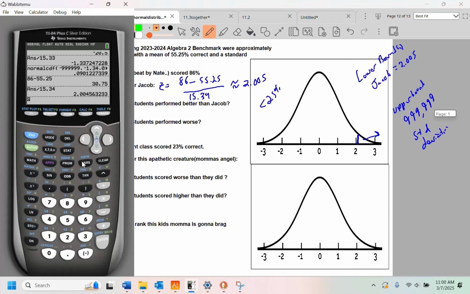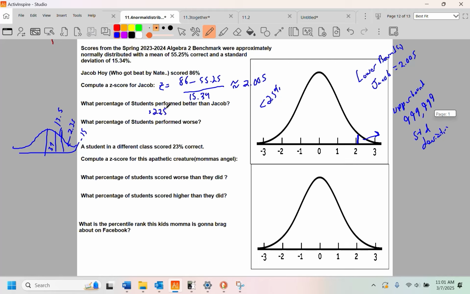All right, we're going to go to second VARS again, normal cumulative density function. This time, Jacob represents the lower boundary, 2.005. And the upper boundary is going to be 6 nines. It's just something we do. That's 7 nines. Oops. Doesn't really matter. Just keep pressing 9. You'll get close enough. 0.225, according to my calculator. 0.225 as a decimal. I missed a decimal place. 0.0225, which is 2.25%.